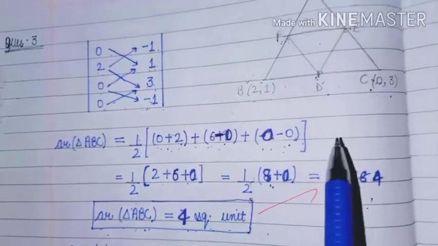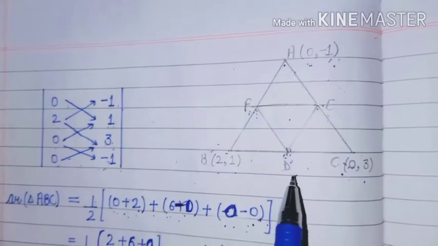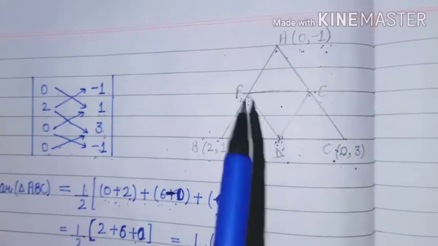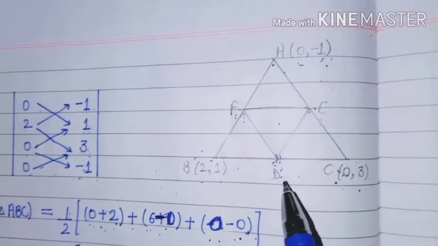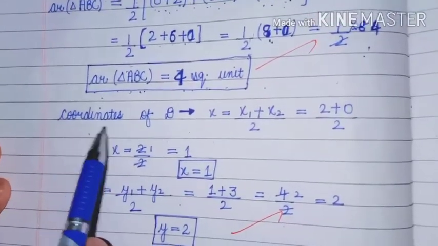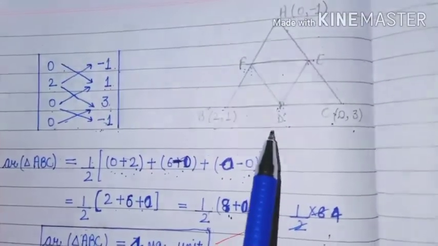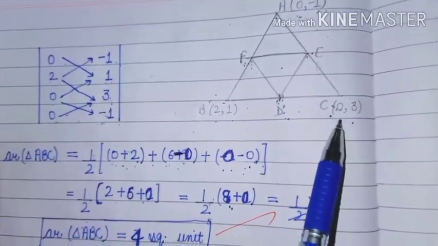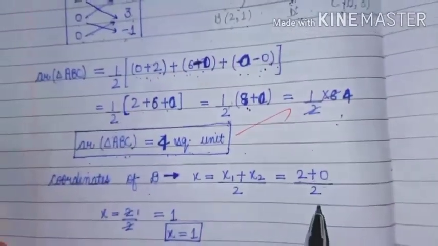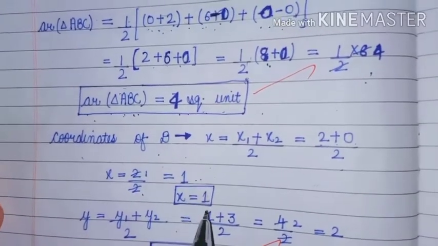It means the area of triangle ABC is 4 square units. Now beta, we will find the area of triangle DEF, but we don't know the coordinates of D, E and F. So first we will find the coordinates of D, E and F. Yes beta, now we will find the coordinate of D. We know very well D is the midpoint, so we will use the midpoint formula: (x1 plus x2) divided by 2. Here x1 is 2 and x2 is 0. So we will get (2 plus 0) by 2, it is 2 by 2, and the x coordinate of D is 1.